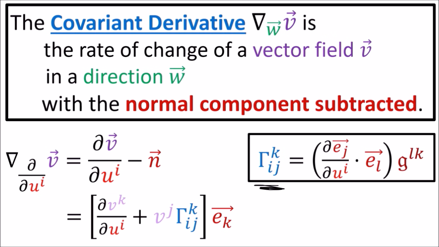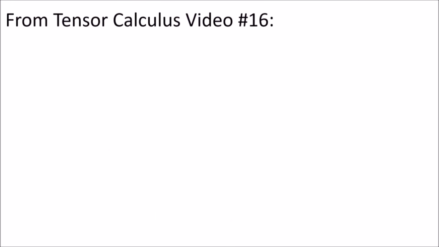So getting back on track, to compute the covariant derivative on the sphere, we're going to need to compute the Christoffel symbols. And to get the Christoffel symbols, we need to get the tangent basis vectors, the basis vector derivatives, and the inverse metric tensor. And I've actually done all these calculations already in Tensor Calculus video 16 on geodesics. So check that video if you want the detailed calculations. I'm just going to run through them quickly in this video.